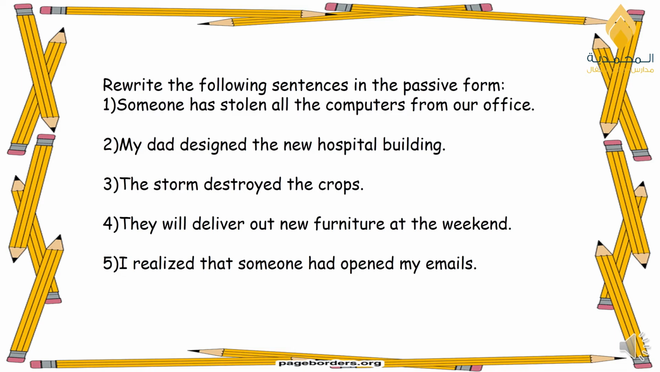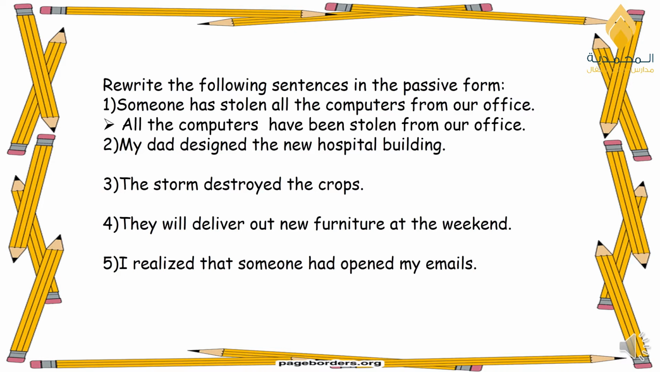Okay, guys, now let's rewrite the following sentences in the passive form. First sentence: someone has stolen all the computers from our office. Here, the first thing I want you to do is to underline the object. Where is the object here? All the computers. So you have to start your sentence with all the computers, and then I want you to underline the verb. The verb here is has stolen. Has stolen is a present perfect, right? So according to the passive structure for the present perfect, we have to use has or have plus been, and then the verb 3. So all the computers have, because computers is plural, have been stolen from our office.